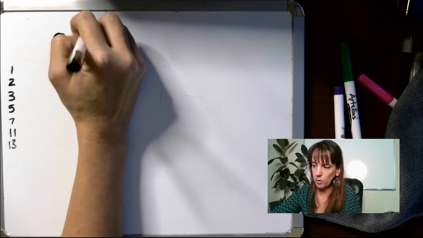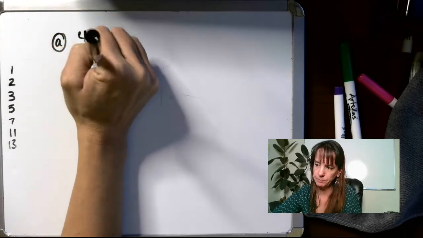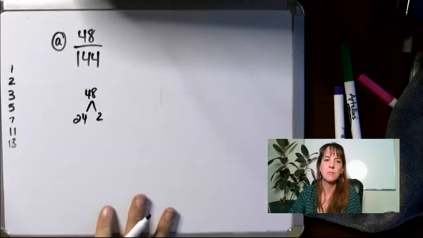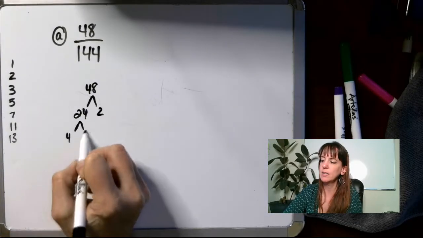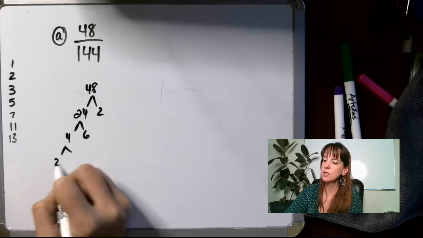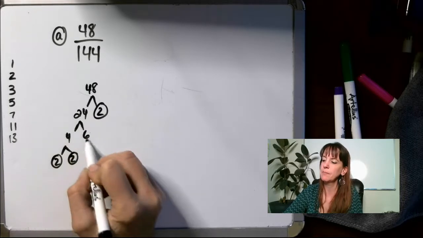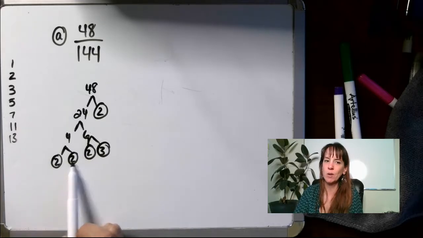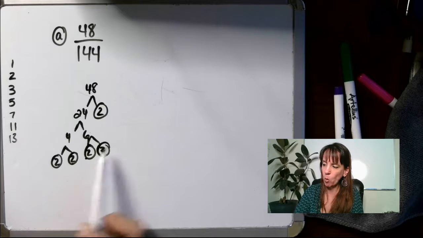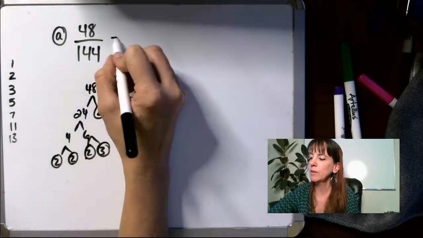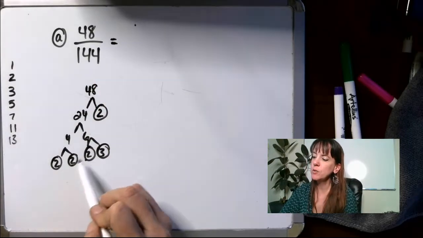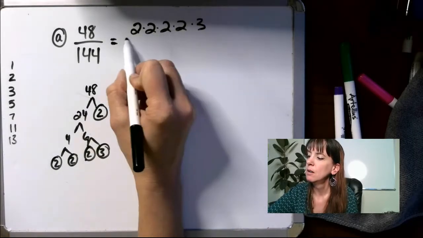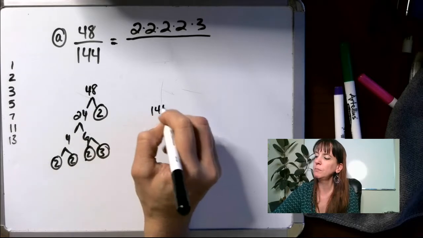A is 48 divided by 144. Okay, 48, that's 24 and 2, right? And then this is 4 and 6. This is 2 and 2. Circle, circle. I forgot to circle this guy. 2 and 3, right? 2 times 2 is 4, times 2 is 8, times 3 is 24, times 2 is 48. So we've got 1, 2, 3, 4. So 2 times 2 times 2 times 2 times 3 over, now 144.